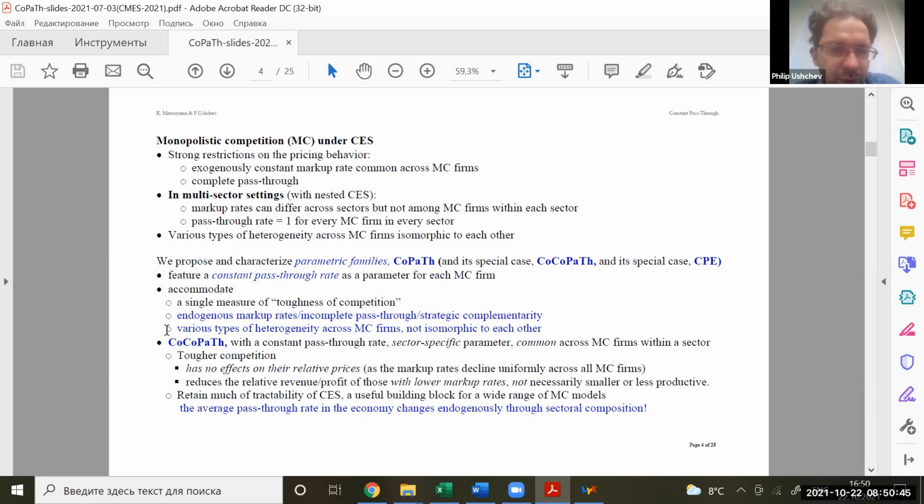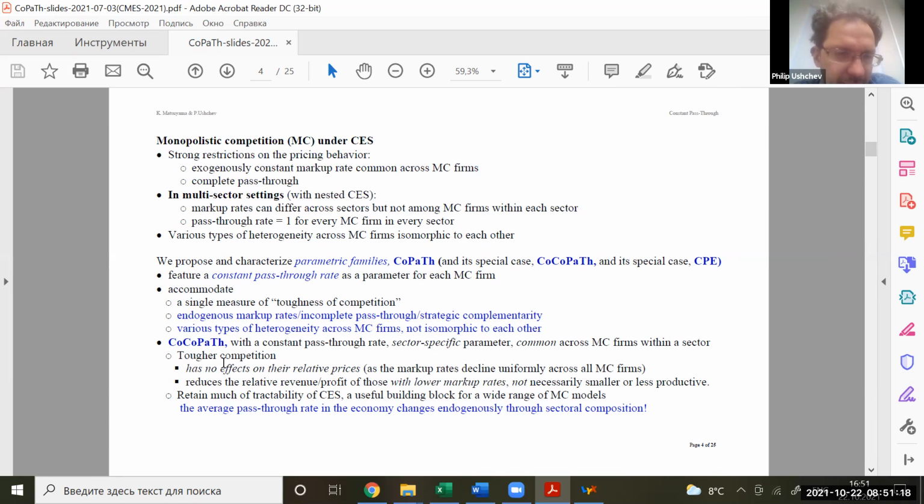These functional forms also allow various types of heterogeneity across monopolistically competitive firms, and these heterogeneities are not isomorphic to each other. With constant and common across firms pass-through within a sector, we could still have sector-specific pass-through. So pass-through could be different in different sectors.